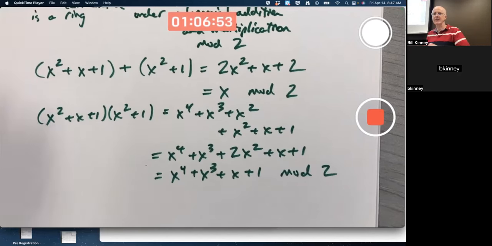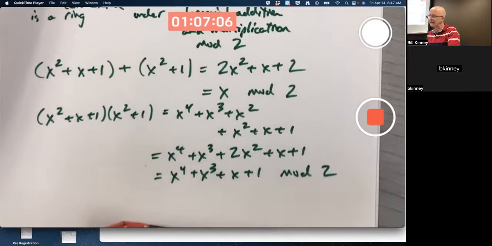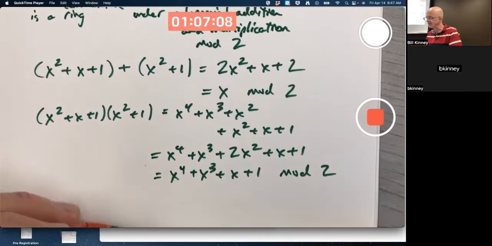That's a couple example calculations in this ring. And it is a ring under this operation. And it's a very interesting ring in a lot of ways. And we're going to study it a lot. Let's spend just 1 minute looking at the official definition of a ring in the book.